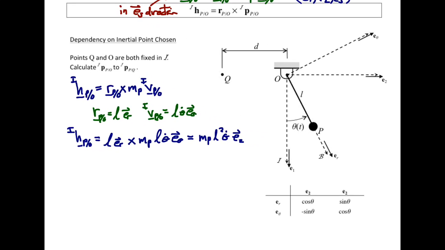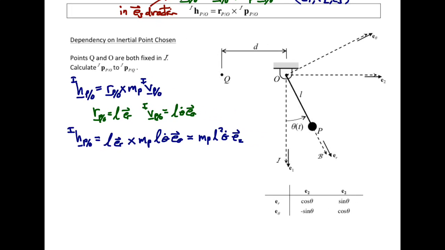Okay, so EZ is in our polar frame. That's our third basis vector in the polar frame, and that is in line with E3 as we've defined our reference frames here. And so here's our expression for our angular momentum of point P about point O, the inertially fixed point O.